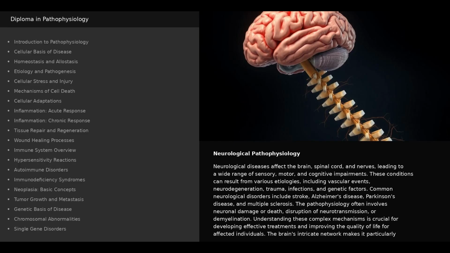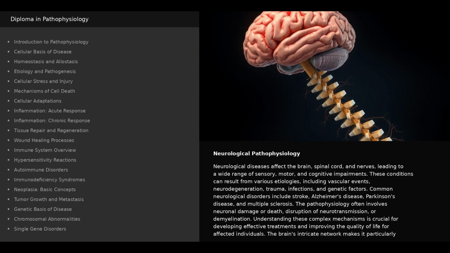Neurological pathophysiology. Neurological diseases affect the brain, spinal cord, and nerves, leading to a wide range of sensory, motor, and cognitive impairments. These conditions can result from various etiologies, including vascular events, neurodegeneration, trauma, infections, and genetic factors. Common neurological disorders include stroke, Alzheimer's disease, Parkinson's disease, and multiple sclerosis. The pathophysiology often involves neuronal damage or death, disruption of neurotransmission, or demyelination. Understanding these complex mechanisms is crucial for developing effective treatments and improving the quality of life for affected individuals.